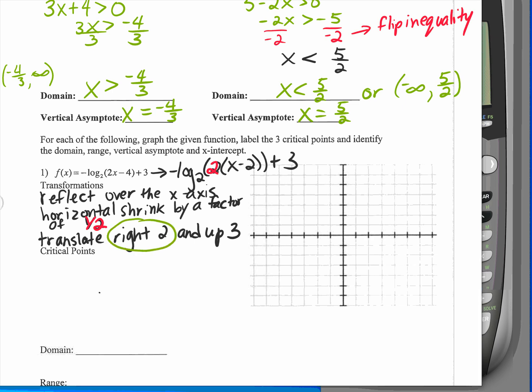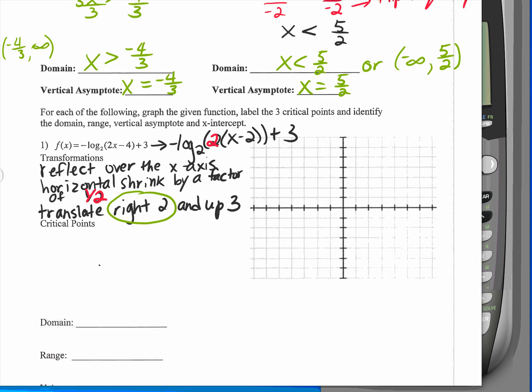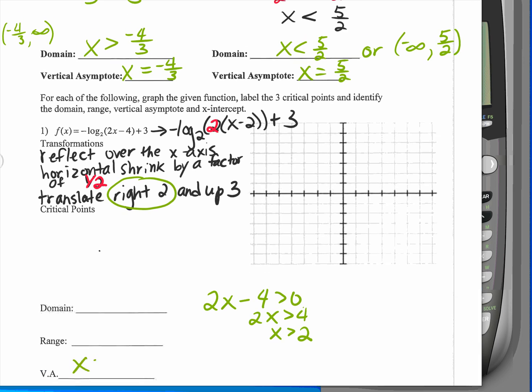So we can either use our technique from above, or if we do factor it out, this would also give us the information we need for our vertical asymptote and our domain. So I can do the same thing I did up above and do 2x minus 4 is greater than 0 and solve that. So add the 4, divide by 2. That would give us x is greater than 2 and x equals 2 is the vertical asymptote.